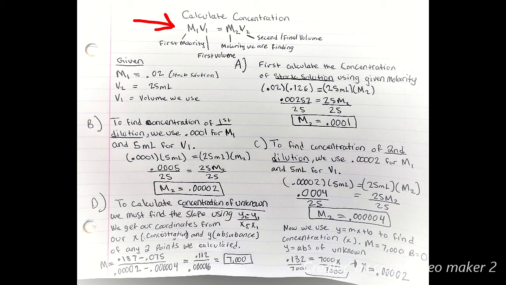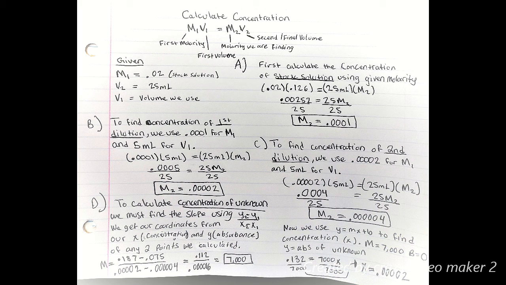We then use M1 V1 equals M2 V2 to find the concentration of the stock solution, first dilution, and second dilution. Now we use 2 points from the data we found and plug it into y2 minus y1 over x2 minus x1. This gives us the slope.